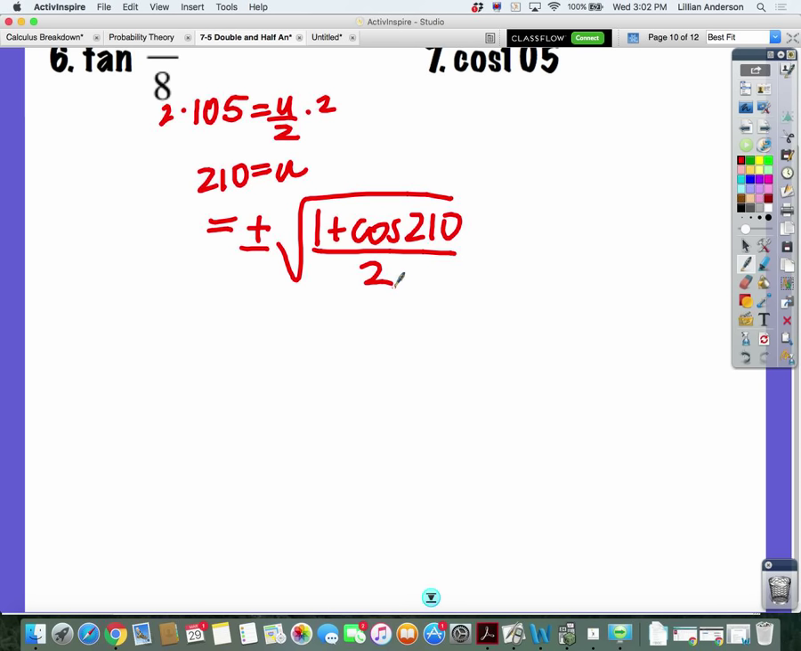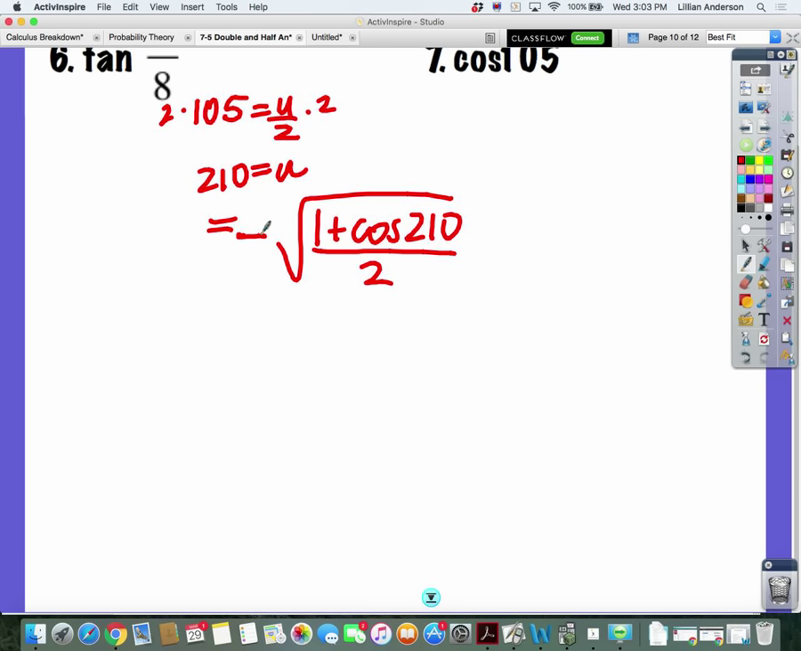Now, before we tackle the inside and the simplifying of the inside, we need to figure out if it is indeed plus or if it is indeed minus. Look at the original angle, 105. What quadrant is that in? Second. 105 is in between 90 and 180. In the second quadrant, is cosine positive or is it negative? So this is actually going to be a negative square root of all this.